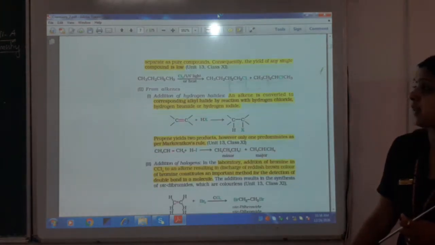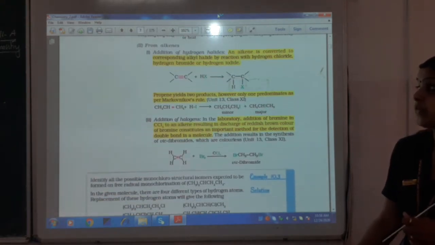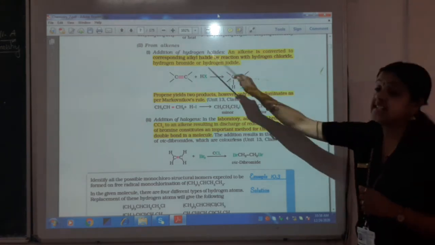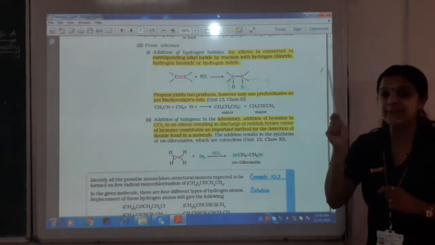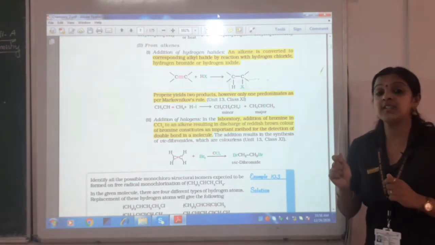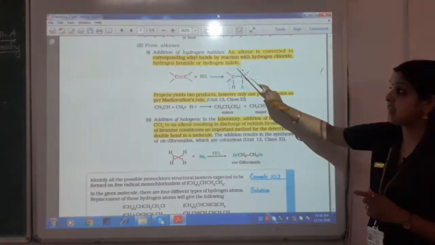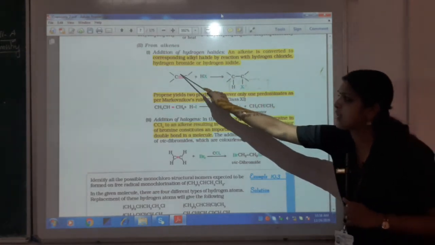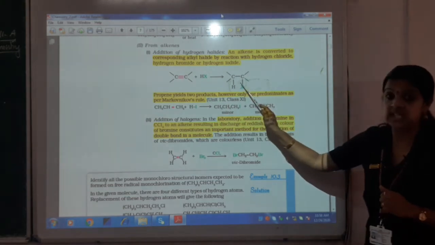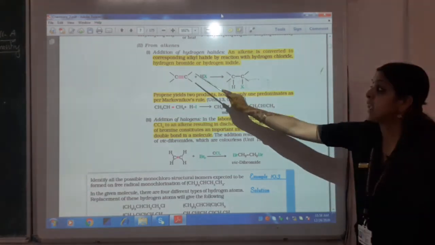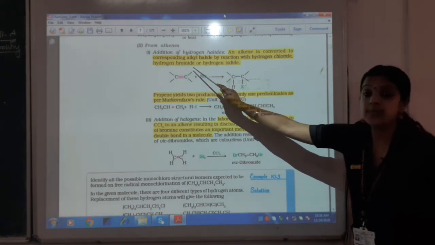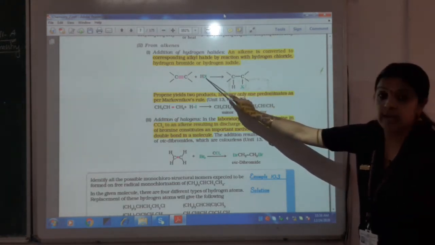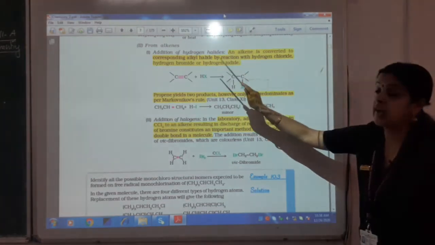The next one is from alkenes. So we saw in hydrocarbons first alkanes, now we will see alkenes. Addition reaction, there it is substitution reaction where hydrogen are replaced by halogens. Here it is addition, the addition of hydrogen halides, the double bond is broken and you get a single bond. What happens here? Alkene is converted to corresponding alkyl halide by reaction with hydrogen chloride or hydrogen bromide or hydrogen iodide.